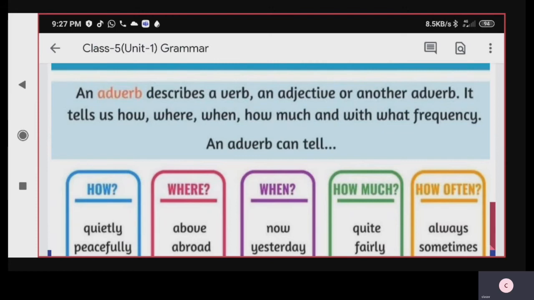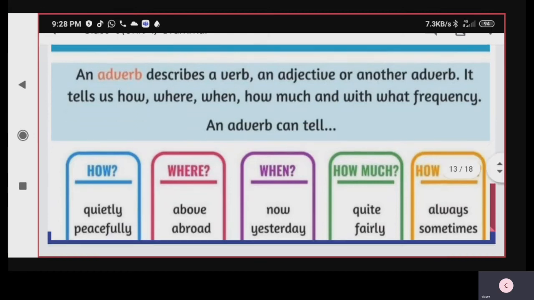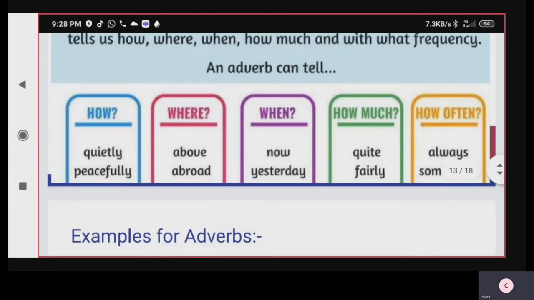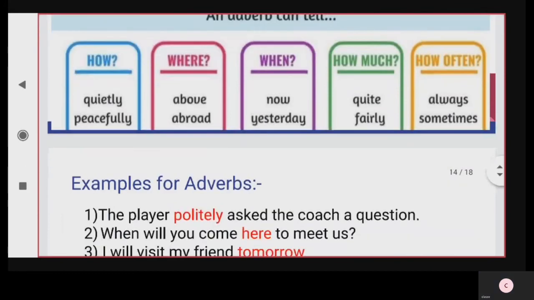Children, an adverb is a word which usually describes a verb. It tells us how something is done. It may also tell us when or where something happened. Children, give a glance at the examples.